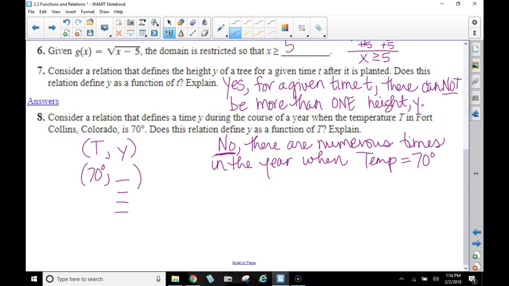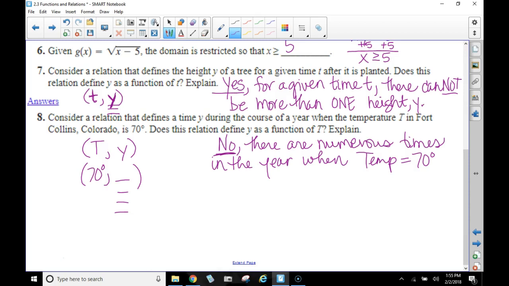Whereas on number 7 it says, does this relation define y as a function of t? Okay, so we want to see t is the time after it is planted. So at a particular time after it is planted, could it be several different heights at that particular time? No, that couldn't happen. For each time after it's planted, that corresponds to one and only one height of the tree. That's why that one was a function.